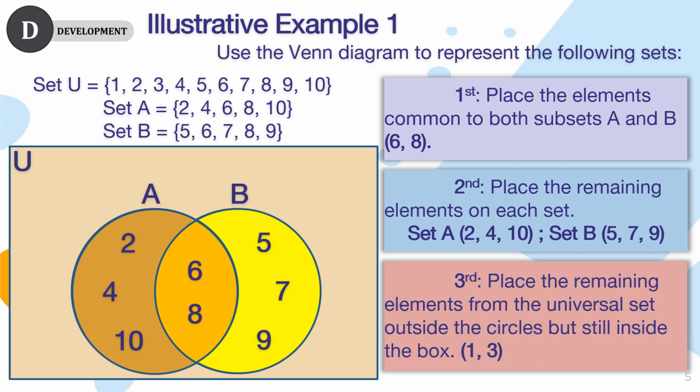For the third step, place the remaining elements from the universal set outside the circle but still inside the box. We already have elements 2, 4, 5, 6, 7, 8, 9, and 10 inside our Venn diagram, and the remaining elements from our universal set are 1 and 3, which will be placed here inside the Venn diagram but outside the circle.